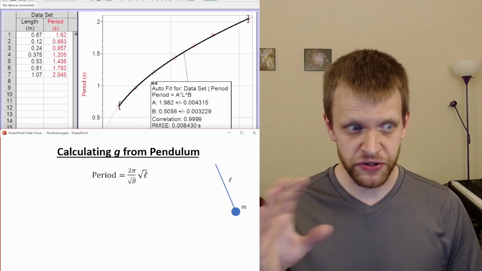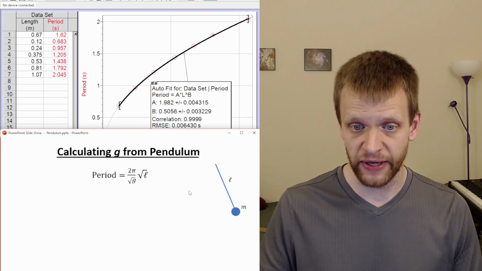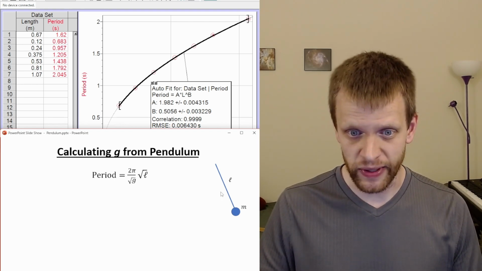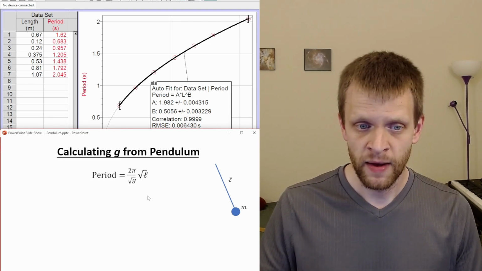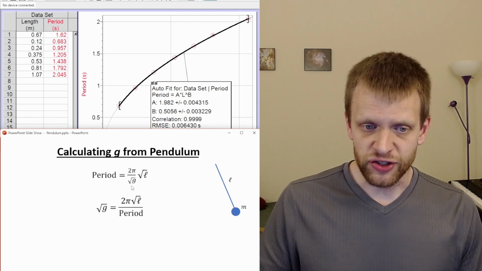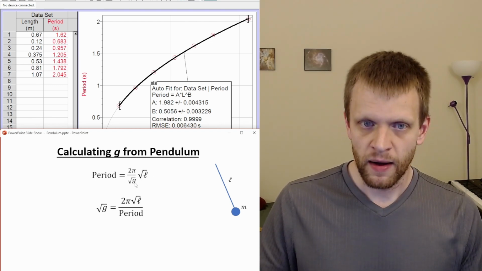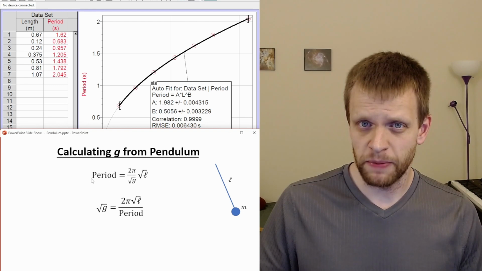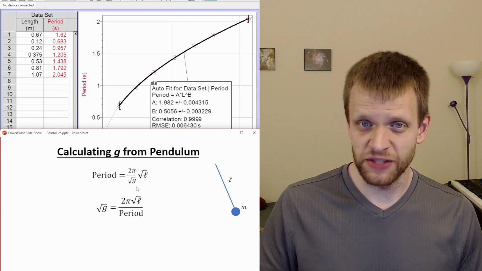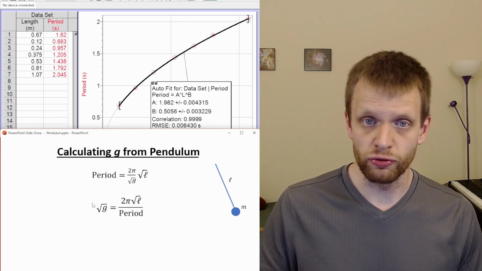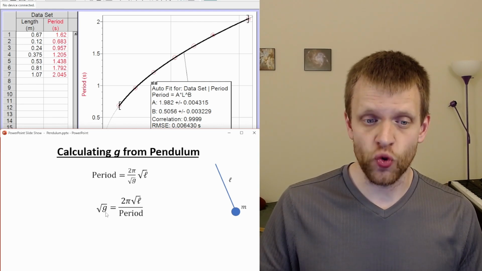Doesn't have to be any particular pendulum, as long as it's this simple pendulum, a small mass attached to a low mass string of length L. Then I can rearrange it. So let's say I take this equation, I'm going to multiply both sides by the square root of g and divide both sides by the period. Quick little rearrangement there. And then I'm going to square both sides.